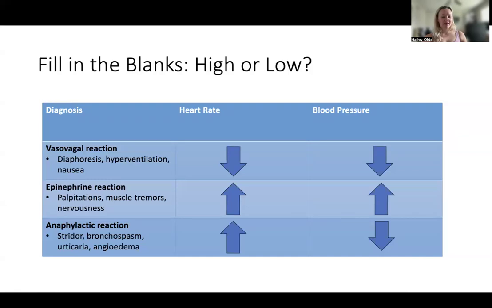And then this is a little bit about how each of these present. So like vasovagal, they get really sweaty, they get nauseous, they might be hyperventilating. Epinephrine, they get palpitations and they feel really anxious. And then anaphylactic, they would have hives, wheezing, angioedema, things like that.